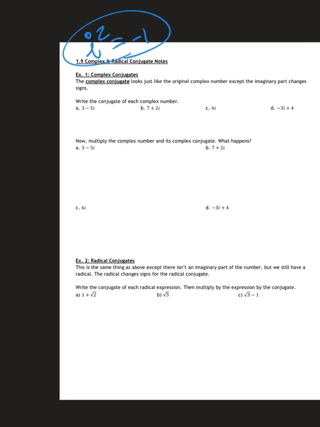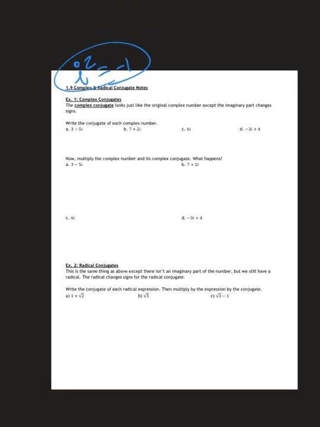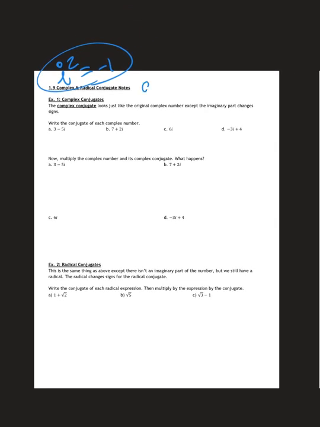So first of all, let's look at complex conjugates. If you have the general form a plus bi, that is your general complex number. A is your real part. bi is your imaginary part because it's got the i. Your complex conjugate is always going to be a minus bi. You just change the sign of the imaginary piece. The real piece stays the same.